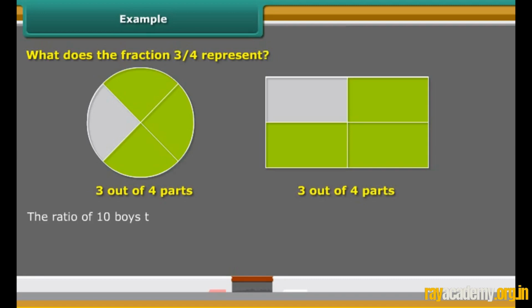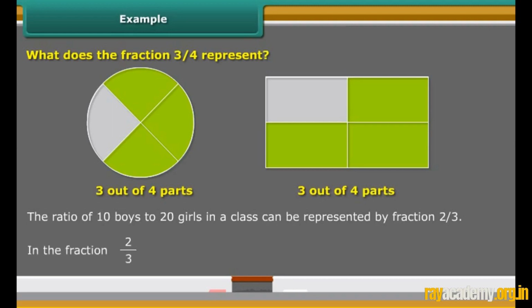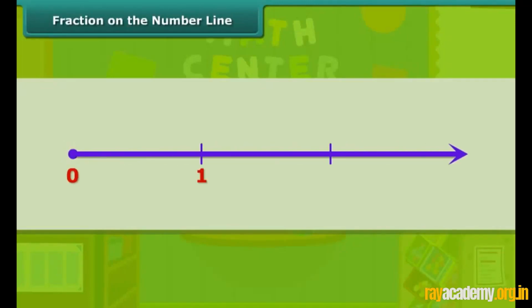The ratio of 10 boys to 20 girls in a class can be represented by fraction 2/3. In the fraction 2/3, number 2 is called the numerator of the fraction and number 3 is called the denominator of the fraction. Students, to represent the fraction on a number line, let us mark 1/4 on a number line.